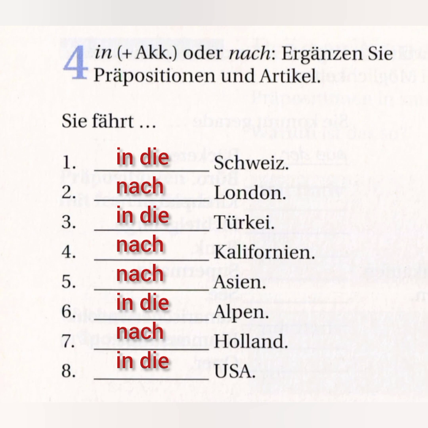Okay, number 7. Sie fährt nach Holland. And then the last one is USA. Now, USA is normally considered plural. The USA, the United States of America. So it's plural. It's normally die. Die USA. So it should be Sie fährt in die USA.